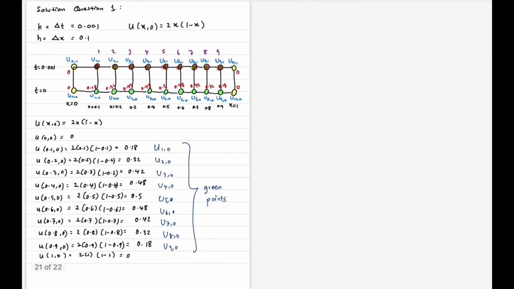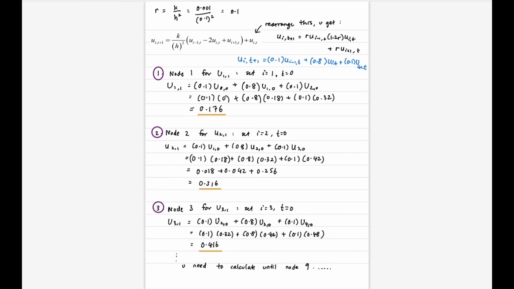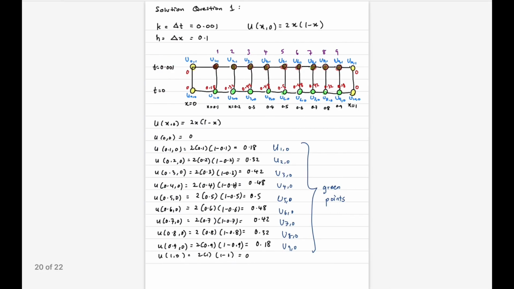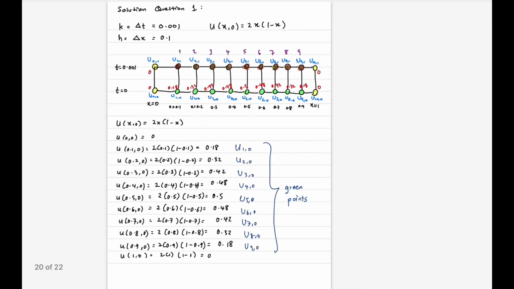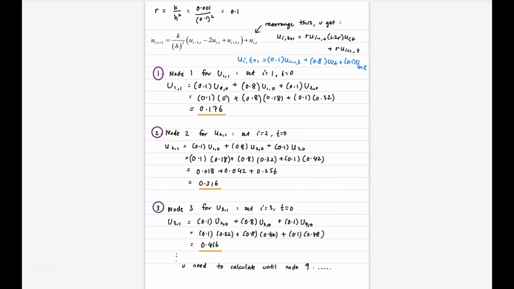To find the red points, similarly, you can use the values of these 3 points below it. 1, 2, 3. Okay, so you know this value, and this value. Just substitute into the equation that you rearranged, U(i,t+1), the general formula. Okay, substitute for each node. 1, 2, 3.